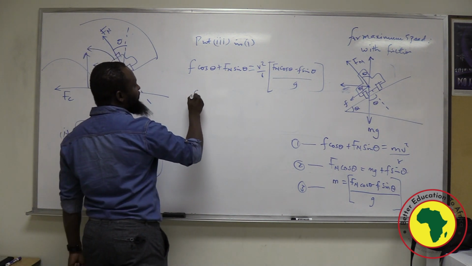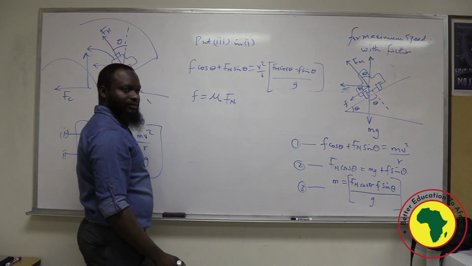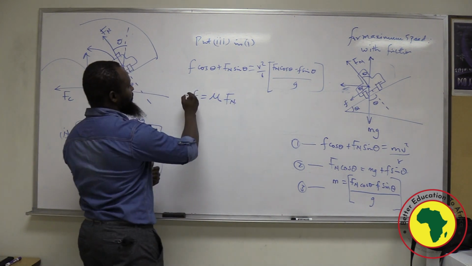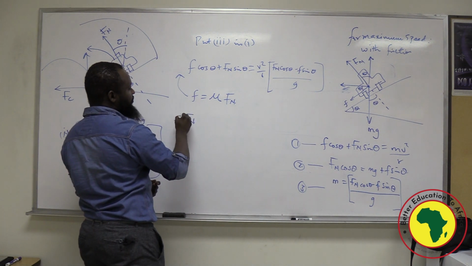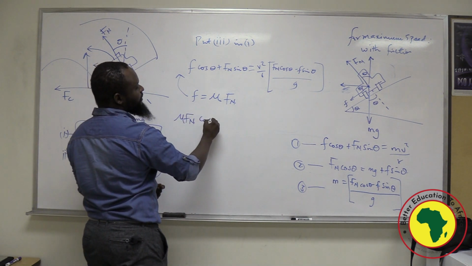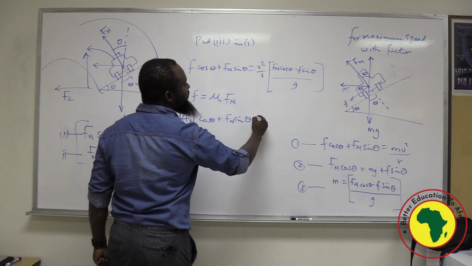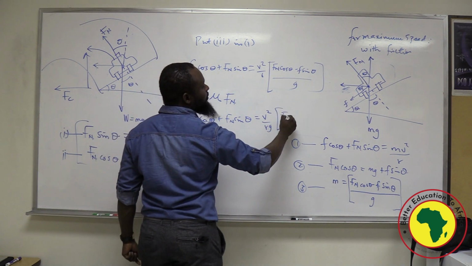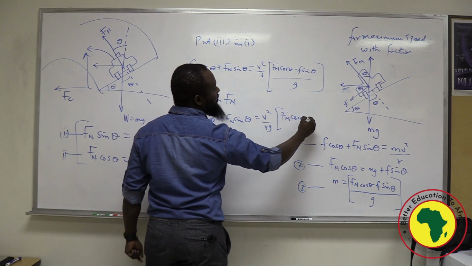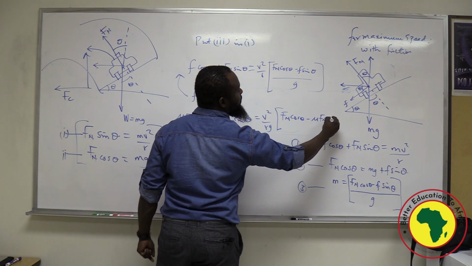But I know that frictional force is coefficient of friction times normal force. So I put this here. My frictional force becomes normal force times coefficient of friction cosine theta plus normal force sine theta. I'm just substituting for friction equals v squared over rg times normal force cosine theta minus, instead of frictional force, I have mu normal force sine theta.